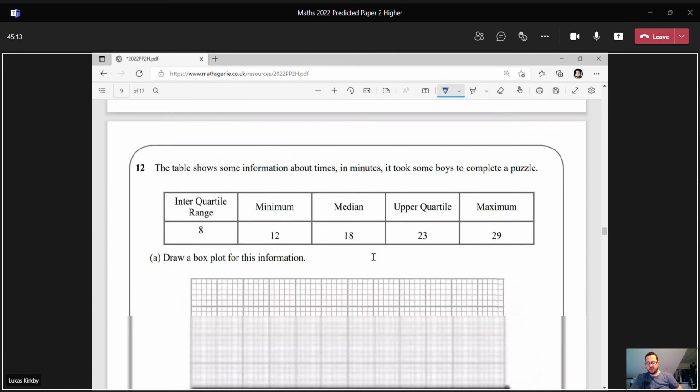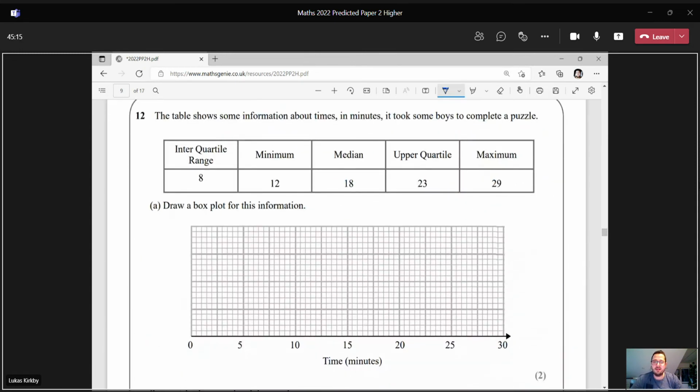Okay, so number 12. The table shows some information about times in minutes it took some boys to complete a puzzle. Alright, so some lads took 29 minutes to finish this puzzle, so hopefully it wasn't too difficult. So we want to draw a box plot for this information.